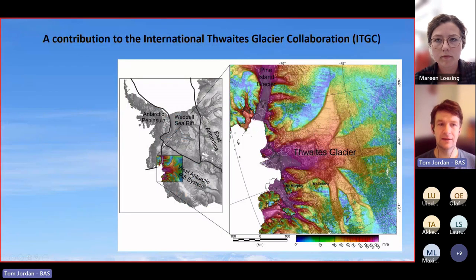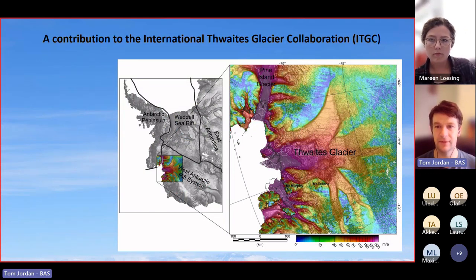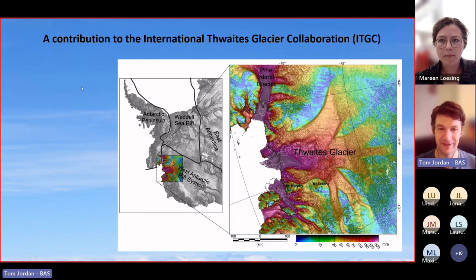So yes, this work is a contribution to the International Thwaites Glacier Collaboration (ITGC), which I'm presuming that everybody on this meeting has heard of. If not, I'm not quite sure why. We should be trying harder in our media department.